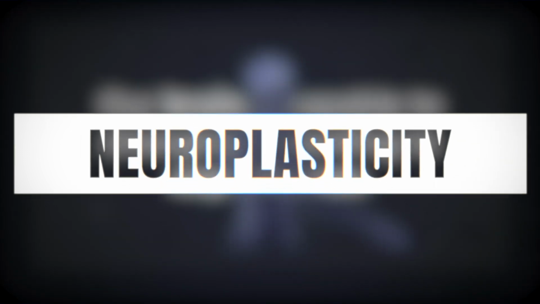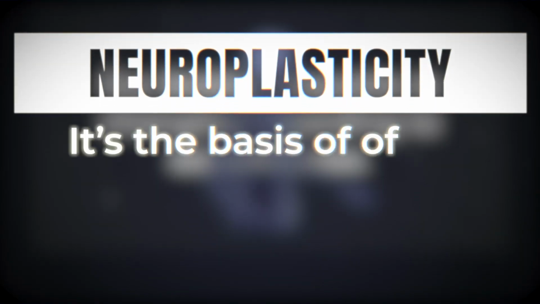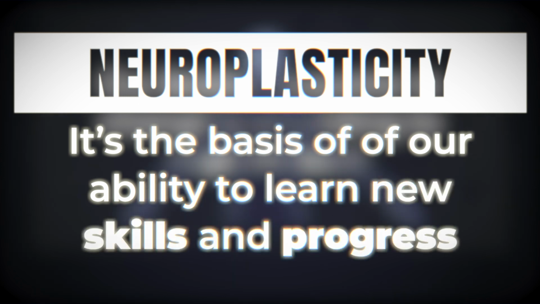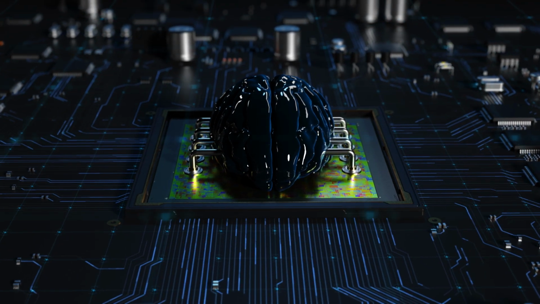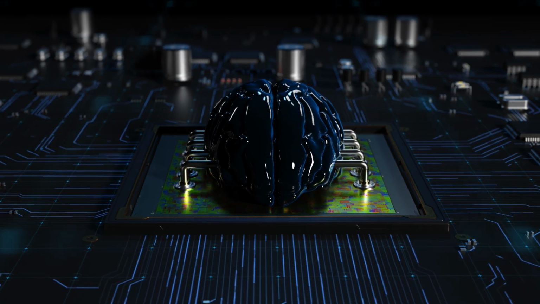This ability of our brain to change and adapt is the basis of our ability to learn new skills and progress. However, our brain also has limits in terms of attention capacity and working memory. That's why it's important to understand how our memory works and how we can optimize our learning by using effective strategies. One of the most important strategies is deliberate practice.